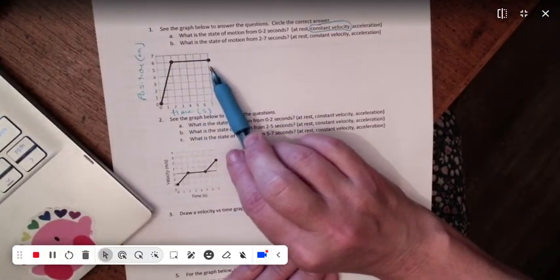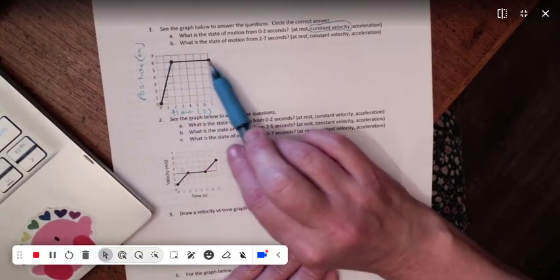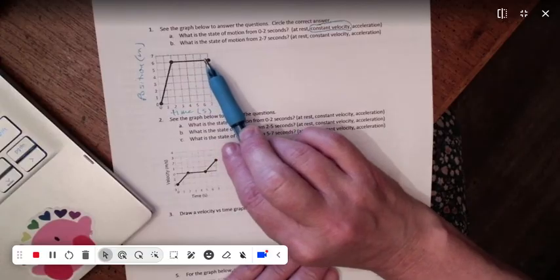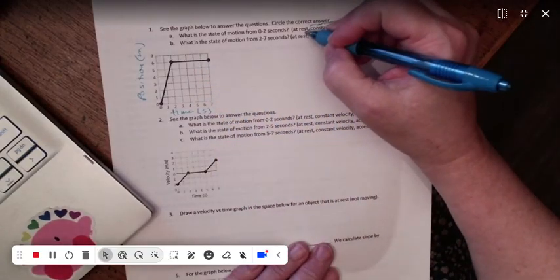Then from 2 to 7 seconds, we have a flat line. Our position is not changing, okay? Our object is staying in the same place as time goes on. That means it's at rest.